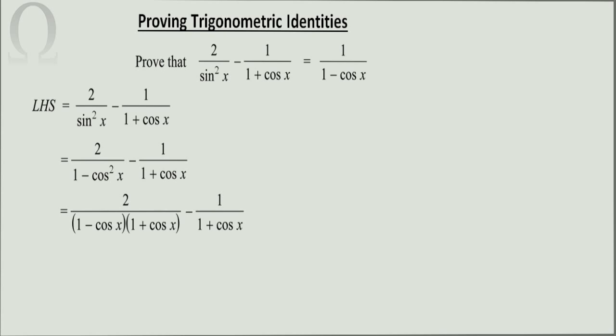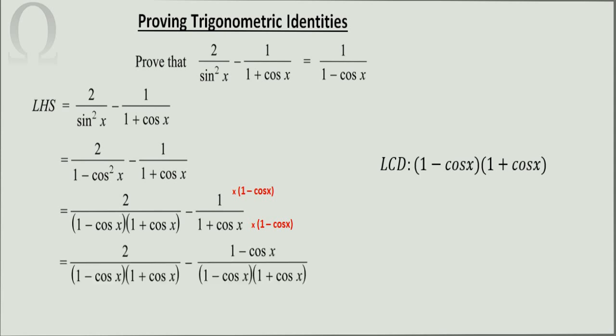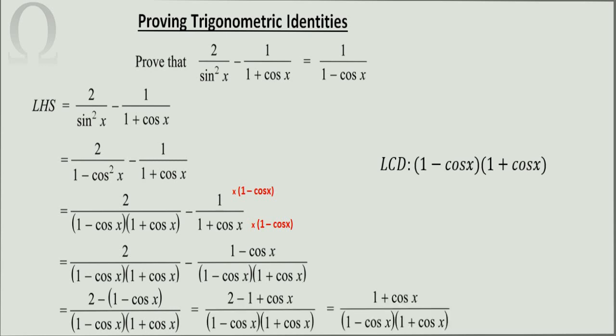Since we have two fractions with unequal denominators, we need to find a lowest common denominator, which in this case is 1 minus cos x, times 1 plus cos x. We therefore multiply 1 plus cos x by 1 minus cos x, and we do likewise with the numerator of the second fraction. Thus, the left-hand side equals 2 over 1 minus cos x times 1 plus cos x, minus 1 minus cos x, all over 1 minus cos x times 1 plus cos x. And now that the denominators are equal, we can add the numerators together. Simplifying, we get 1 over 1 minus cos x, which equals the right-hand side.